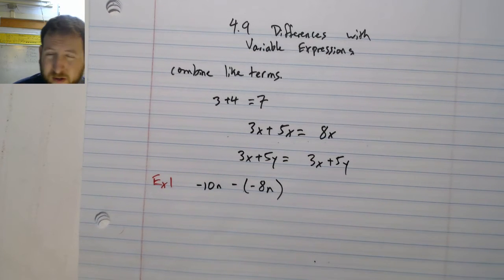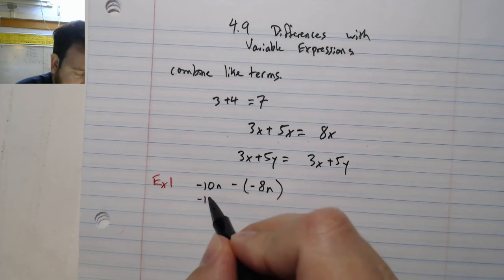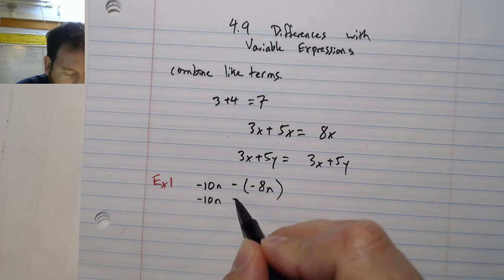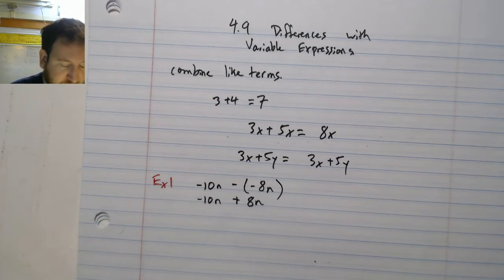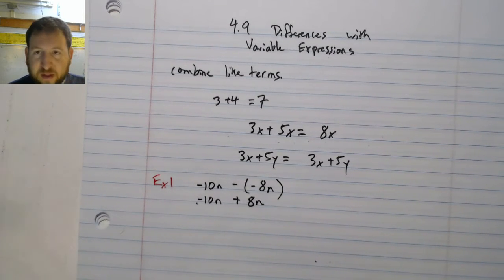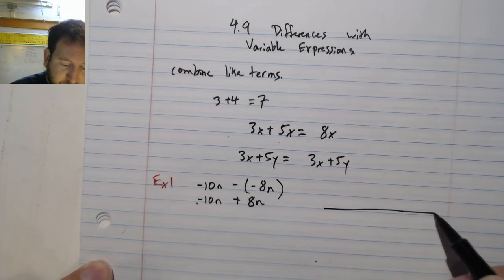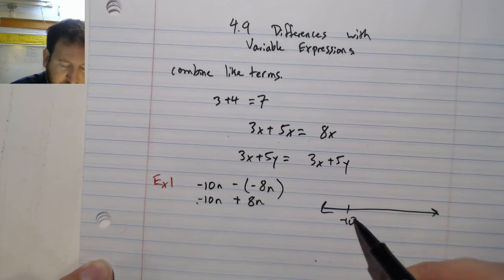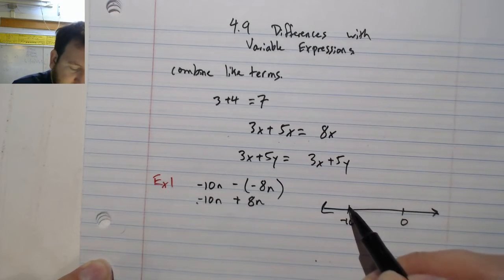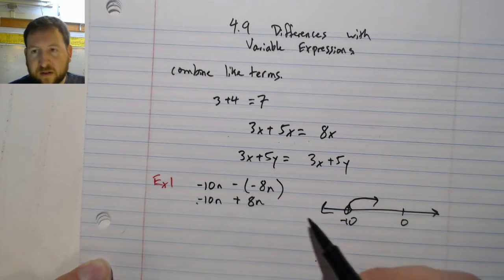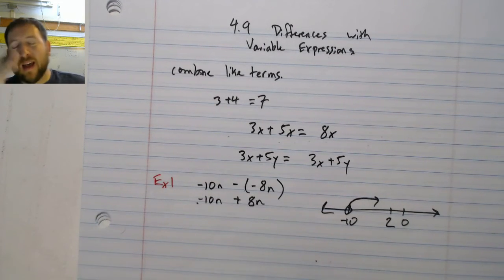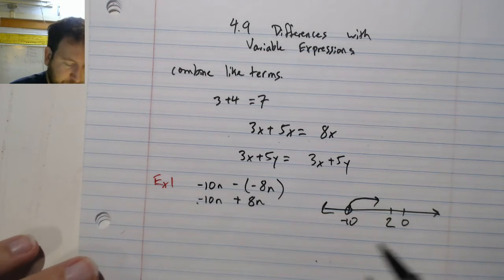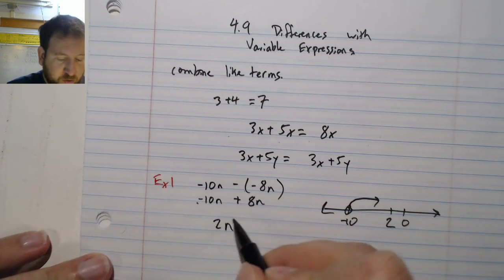So here, I can recall from the last section that I can simplify minus negative 8n to plus 8n, because the opposite of a negative is a positive. So now I have negative 10n plus 8n. I can add them just like I would regular numbers. If I built my number line, I have negative 10 and I have 0. I'm going to start at negative 10 and move 8 this direction, and I'm going to end at negative 2 because I should be able to see that in my head. So my answer is going to be negative 2n.